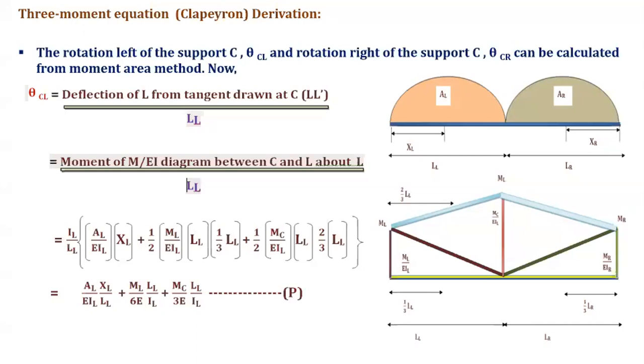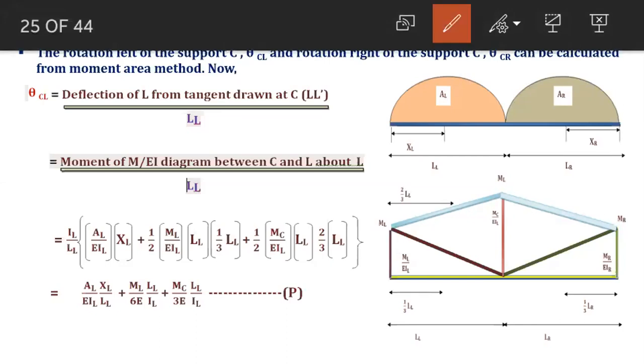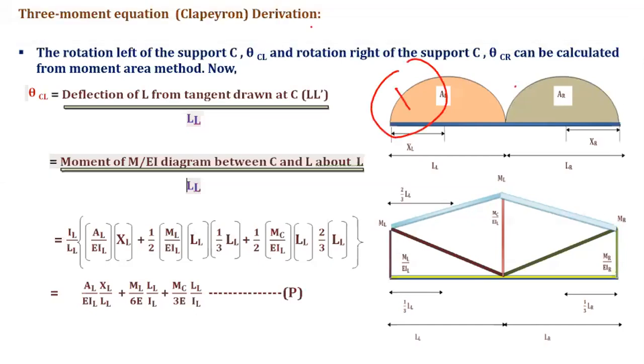So now theta CL, here IL is the moment of inertia for the left span and LL is the length of the left span. Now we have three areas and their centroidal distances. First one, AL by EIL, that is the first diagram, into XL, its centroidal distance. That is the first.